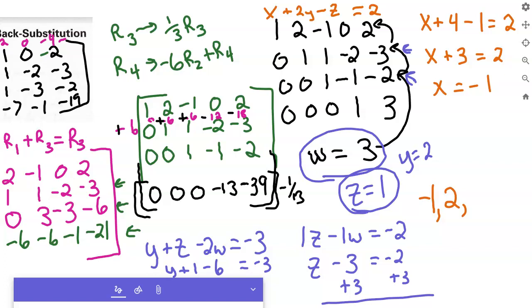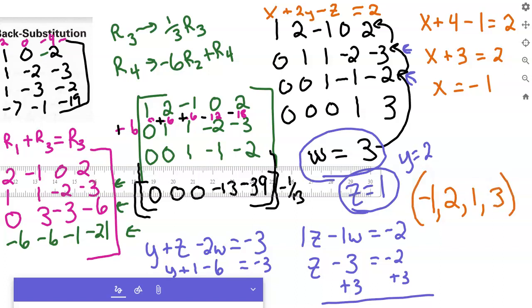I'm just going to go with the order they gave them to us instead of alphabetical. So -1 for x, 2 is y, z is 1, and w is 3. And so in a fourth dimensional space, how you look at that geometrically would be pretty tough for us to visualize. The point -1, 2, 1, and 3 is where all those planes would converge.